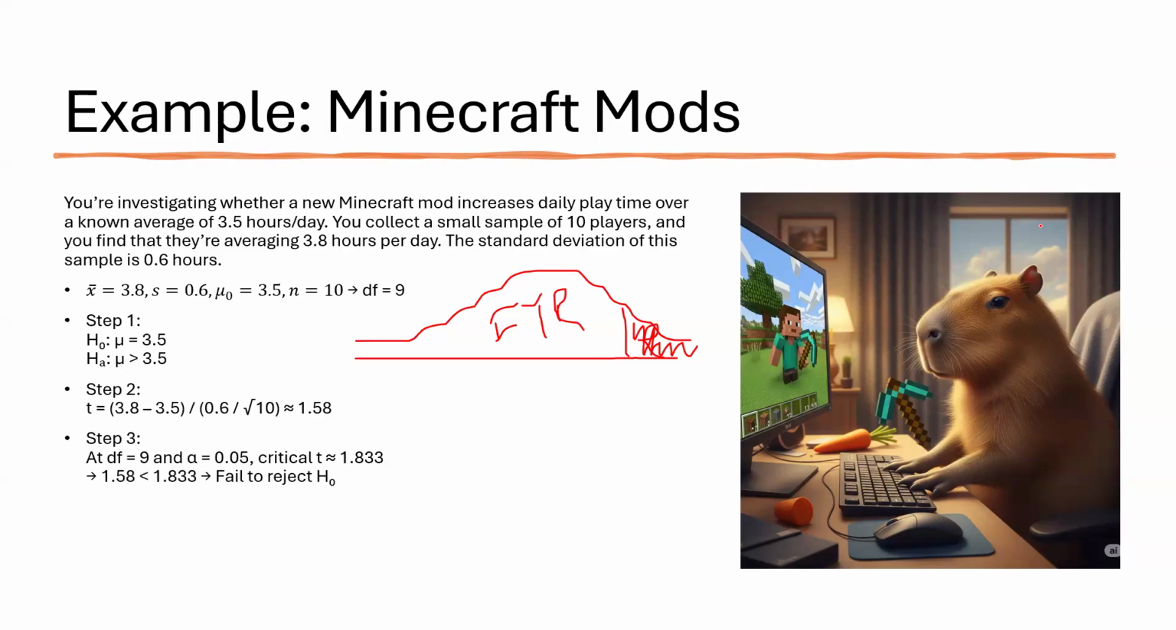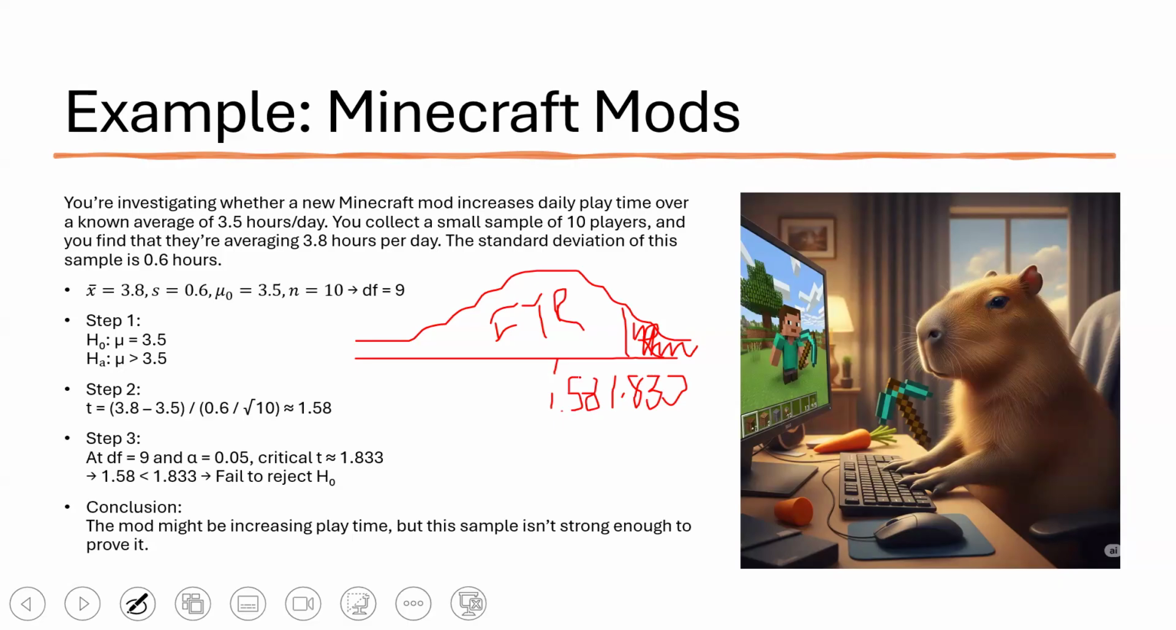Look up 9 degrees of freedom, alpha equals 0.05. We find the critical value is about 1.833, which is here. We got 1.58, which would be over here. That's in the fail to reject region. So we would fail to reject the null hypothesis.